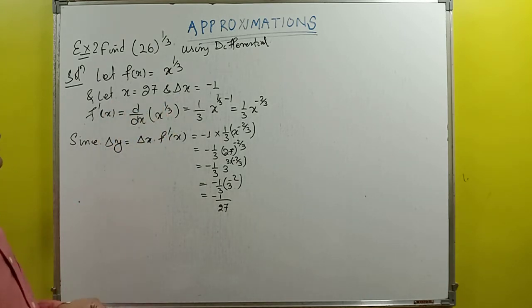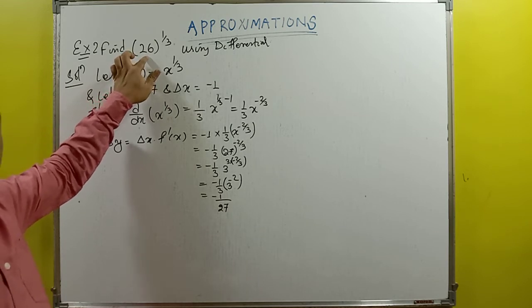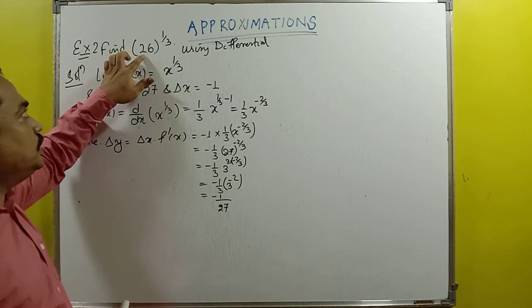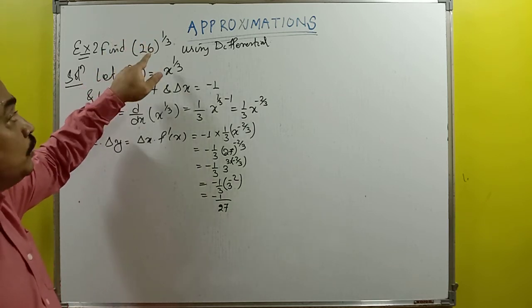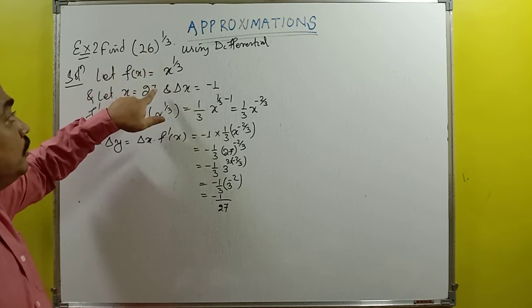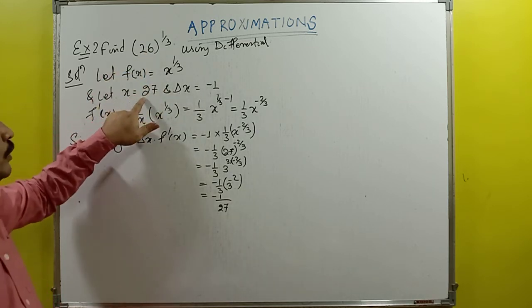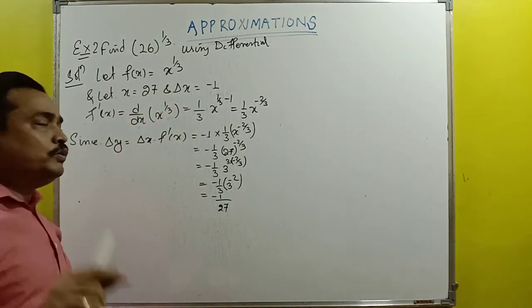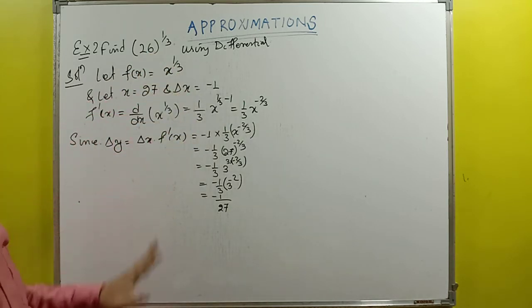Here 26, what is the nearest value of 26 whose cube root will exist? That you know, that is 27. 27 is greater than 26. So minus 1 from 27 will give you 26. So x you define as 27, del x is equal to minus 1. If you are able to define these three things, then you can easily get the answer.